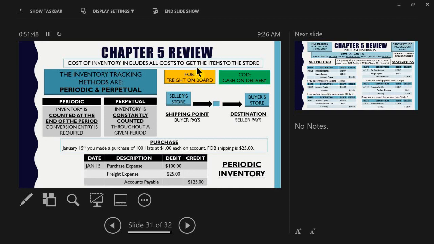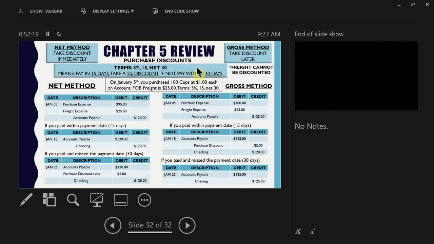We talked about the two different tracking methods, which are periodic and perpetual. We talked about how shipping works, okay? And we also talked about an example of how to journalize a purchase of inventory if it's a periodic inventory. So again, you're going to recognize purchase expense and freight expense, and if it's on an account, there you go, okay? Other things that we also looked at are purchase discounts, for which we looked at two methods, the net method and the gross method.